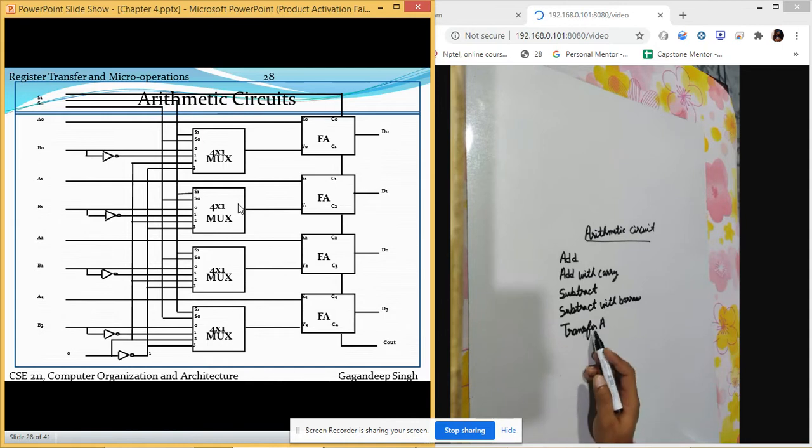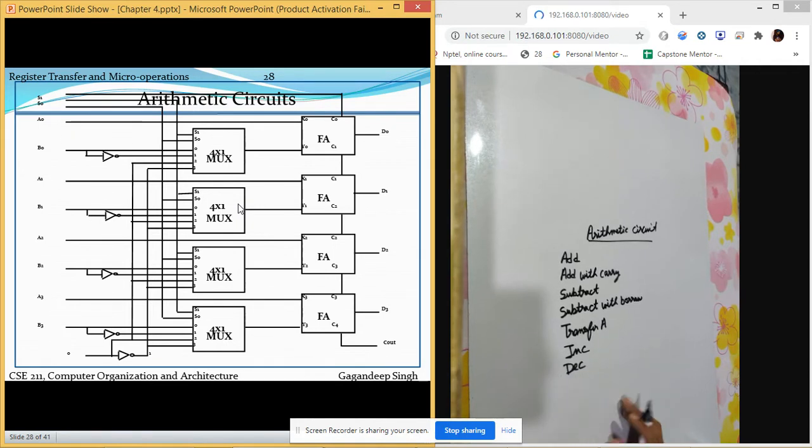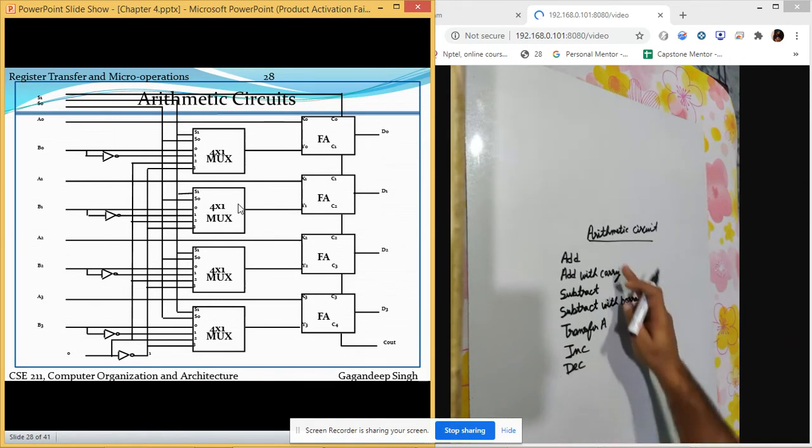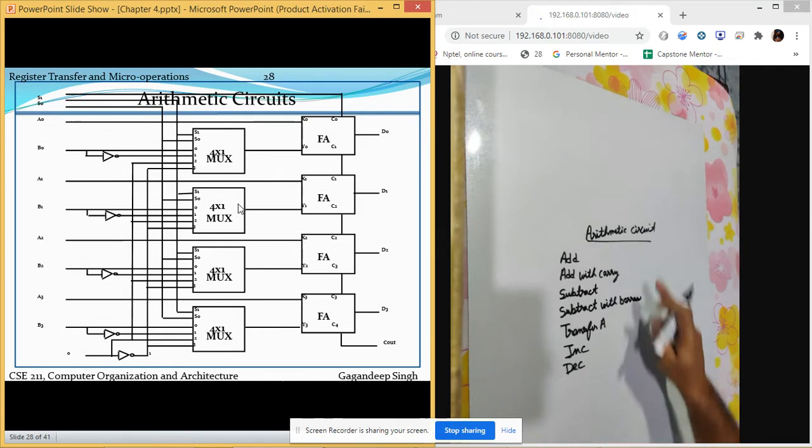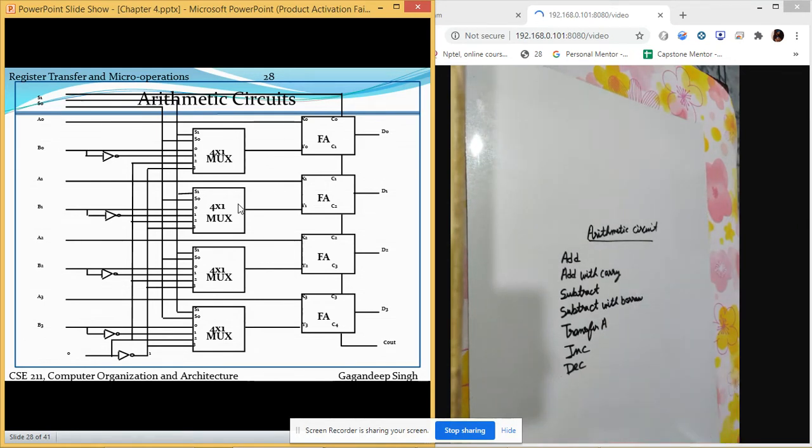We will cover this while we are doing the circuit. We will cover this transfer A operation at that time. Then we have increment and decrement. So these are the seven operations which we are going to perform with the help of the arithmetic circuit. Let us start with the arithmetic circuit.